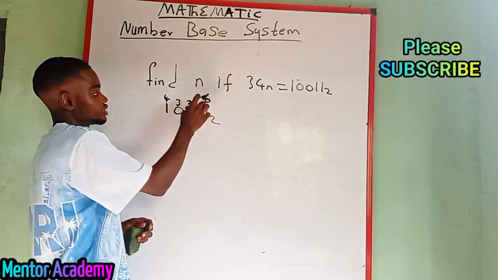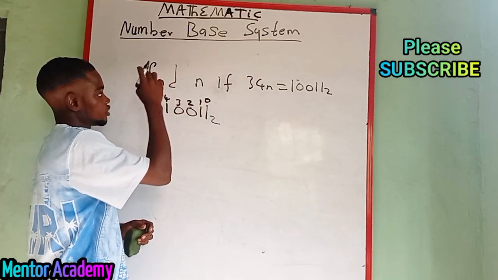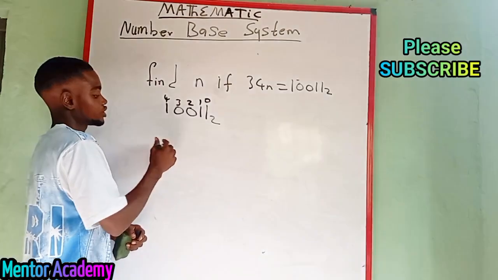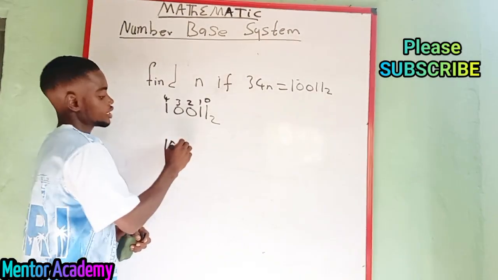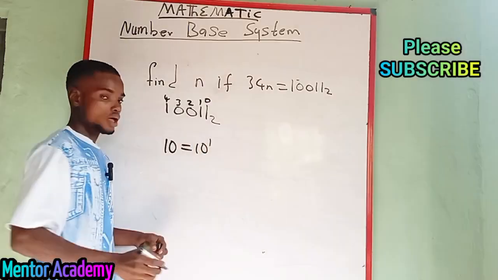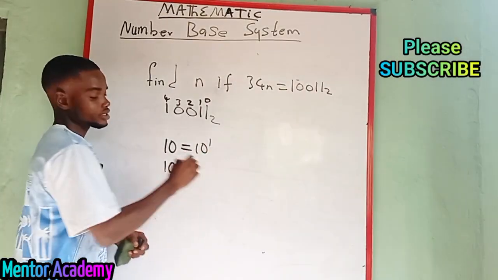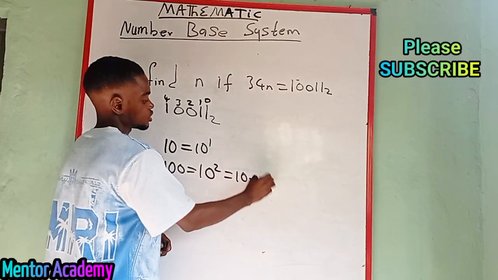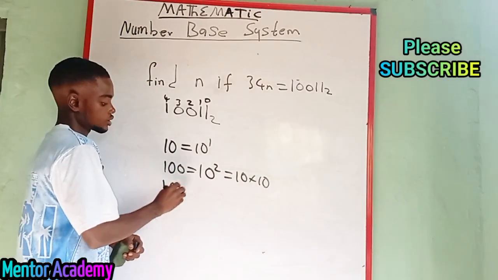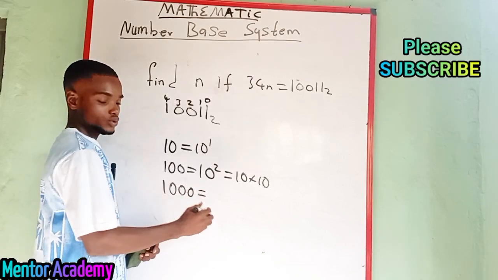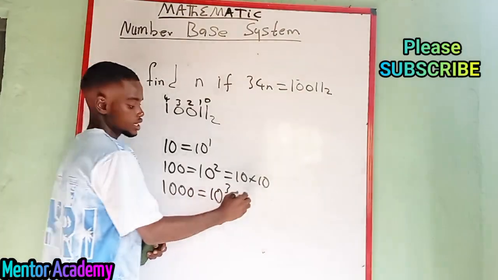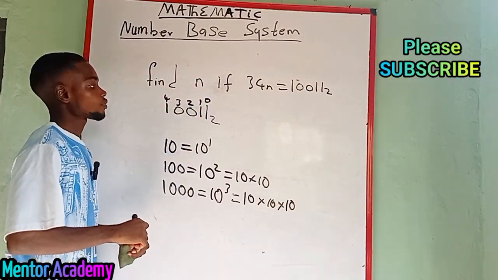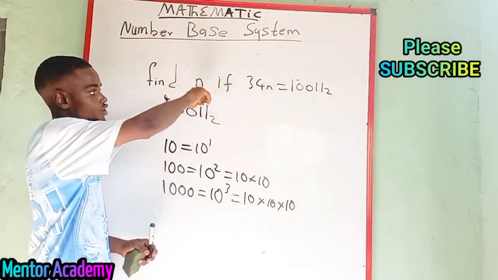Why do we align this as 0, 1, 2, 3, 4? That is under the base of 10. For instance, if I say 10, what is 10? 10 is equal to 10 raised to power 1. What about 100? 100 is equal to 10 raised to power 2, which is 10 times 10. What about 1000? 1000 is equal to 10 raised to power 3, which is 10 times 10 times 10.